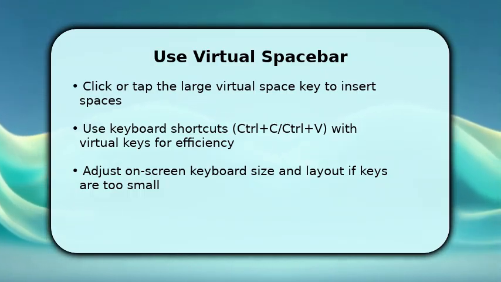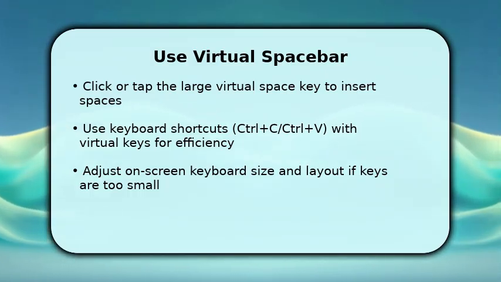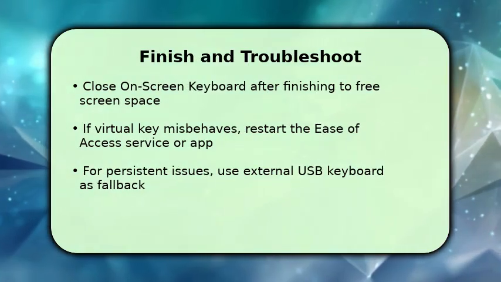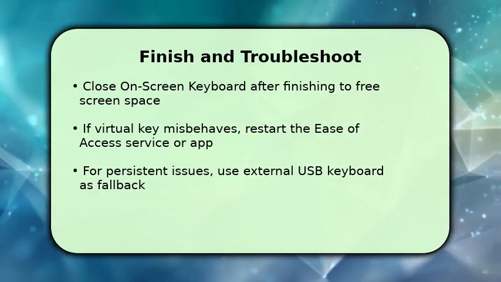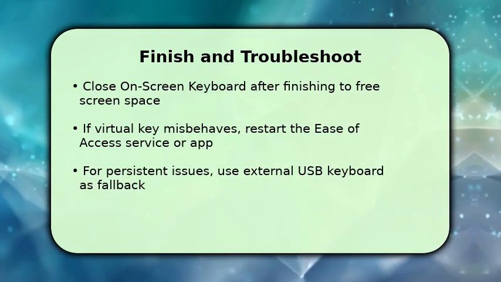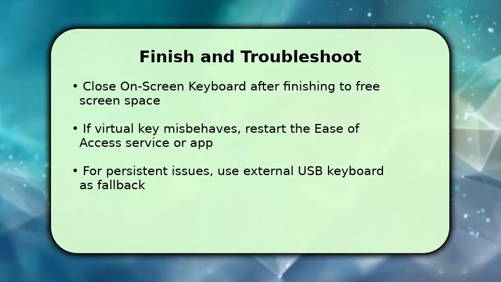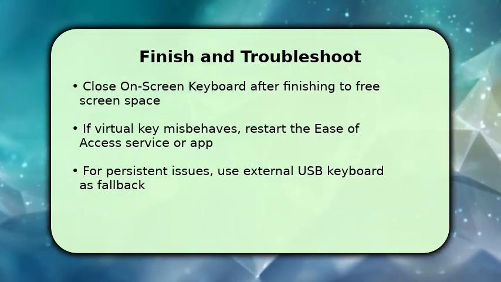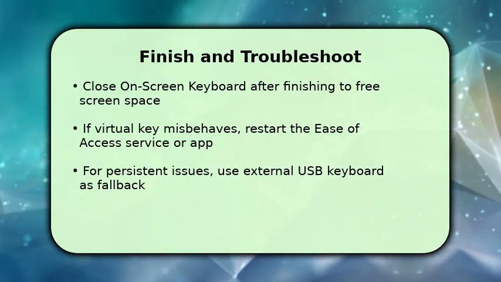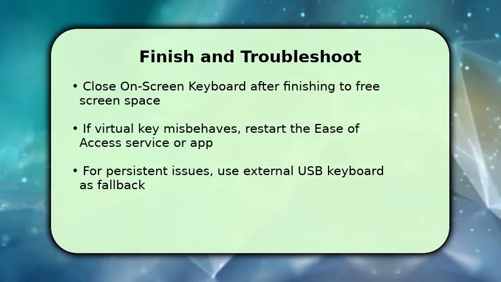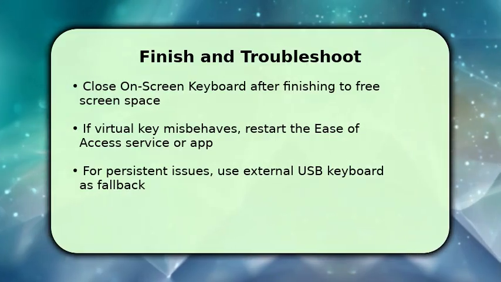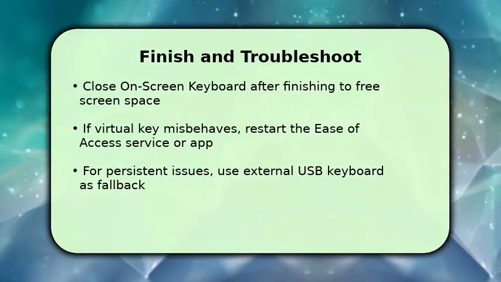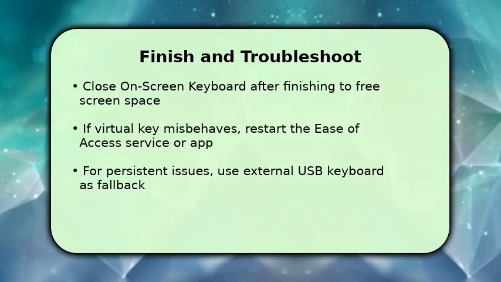To finish, close the on-screen keyboard when you're done to restore screen real estate and avoid accidental clicks. If the virtual space key lags or fails, restart the accessibility service or toggle the on-screen keyboard off and on. Make sure no other accessibility tools conflict. If problems persist, plug in a USB or Bluetooth keyboard as a temporary fallback while you schedule a hardware repair. One key troubleshooting tip: reboot before hard.